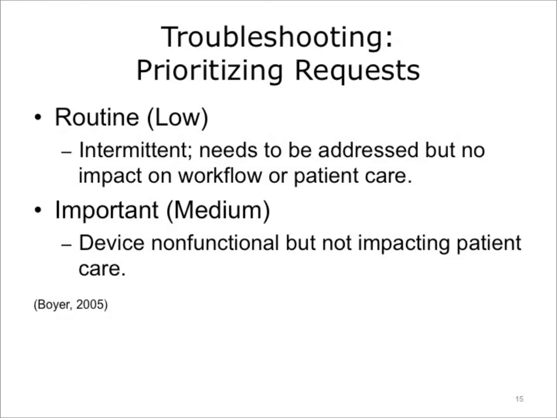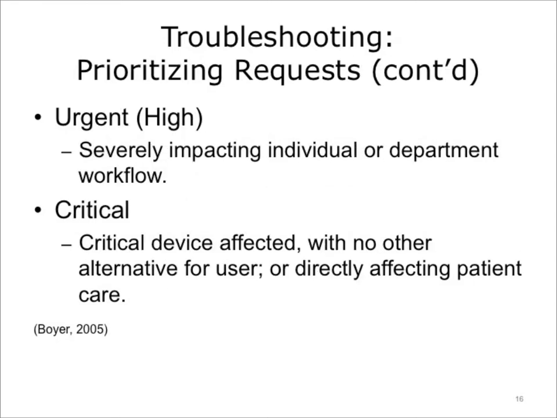A routine or low-priority request is limited to an intermittent problem that needs addressing but is having no impact on workflow or patient care. An important or medium priority request indicates that a device is non-functional but not impacting patient care. An urgent or high priority request is an issue that is severely impacting an individual's or department's workflow. Critical status is reserved for issues where a critical device is affected with no other alternative for the user, or the issue is directly affecting a patient's care.